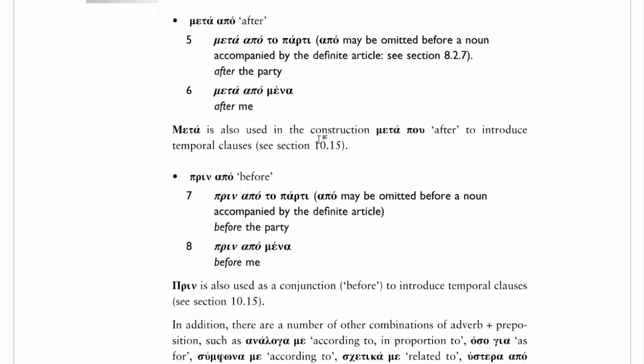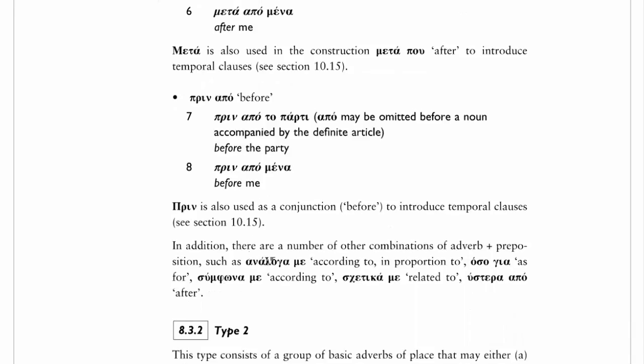Meta is also used in the construction meta pou, after, to introduce temporal clauses. Prin apo, before. Prin apo to party. Apo may be omitted before a noun accompanied by the definite article, same as before. So here you have meta apo to party, prin apo to party. So after the party and before the party. Prin apo mena, before me. Prin is also used as a conjunction before to introduce temporal clauses.